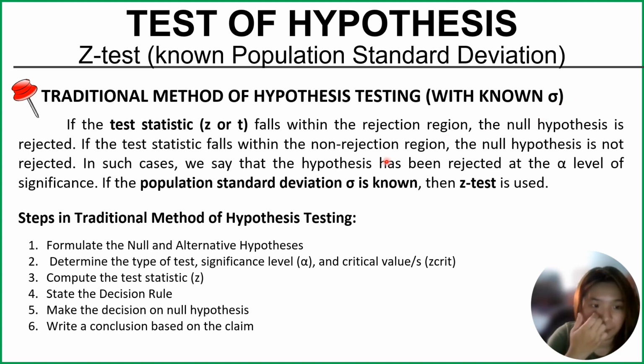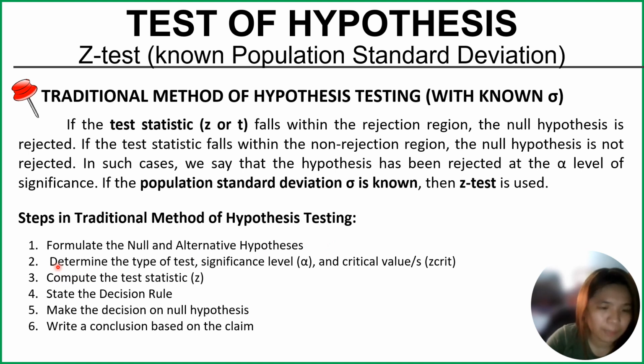The first step is we formulate the null and alternative hypothesis. To formulate them, we should find the claim and write the null hypothesis and alternative hypothesis in words and in symbols. I believe that you already know how to do this because we already tackled it in the week 1 lesson.